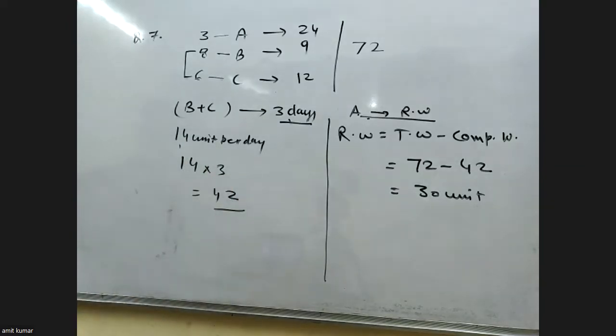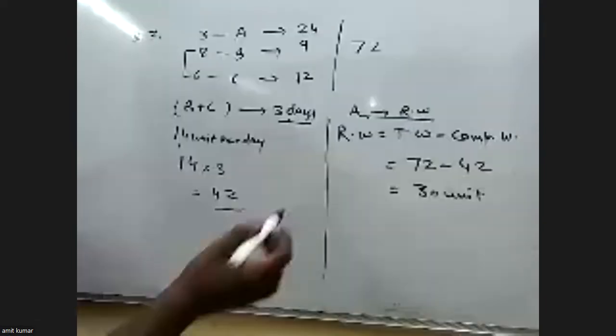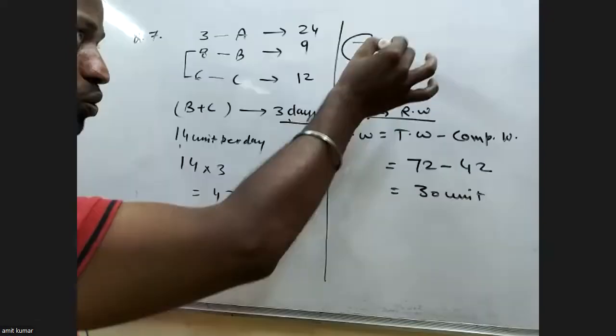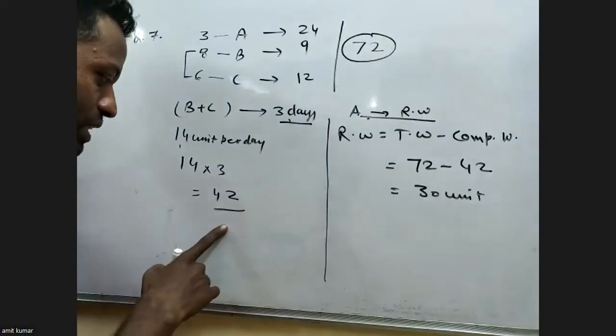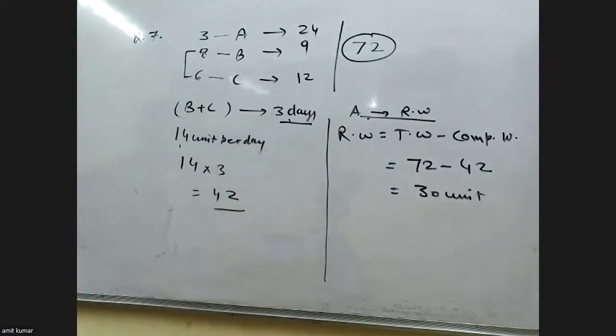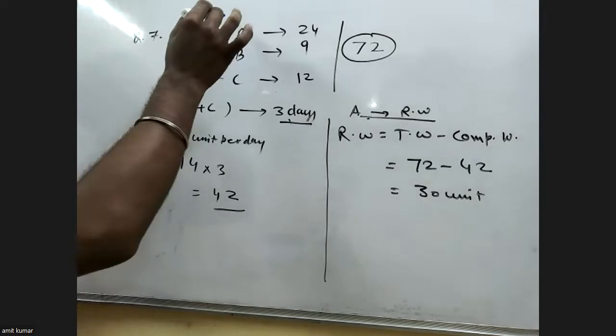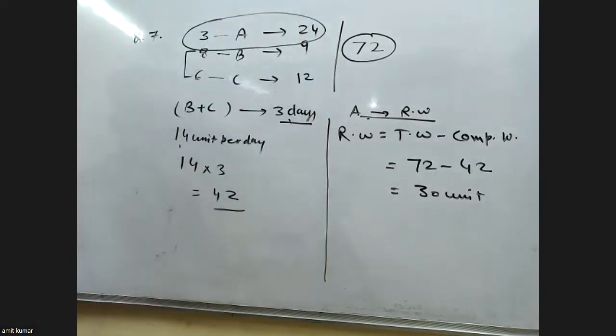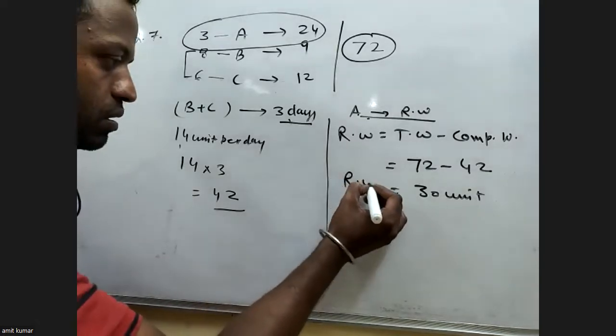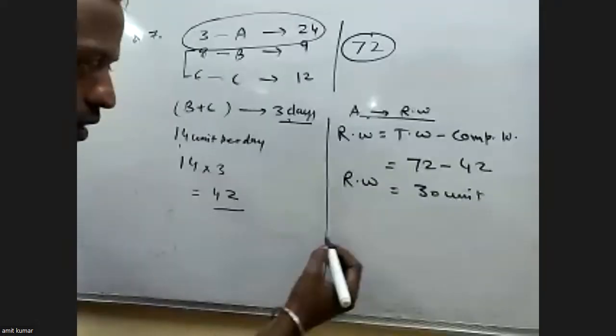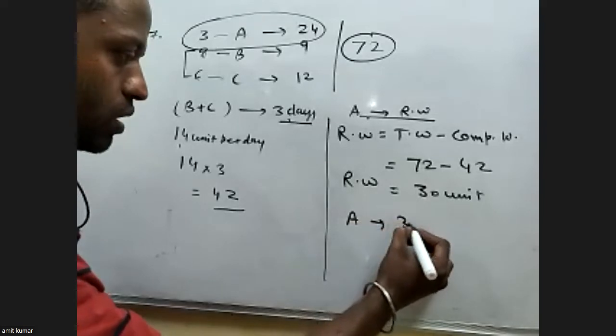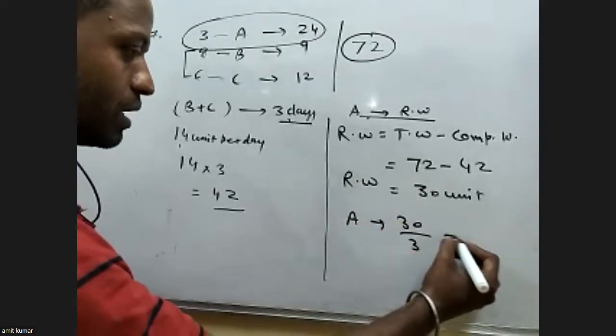Yes sir. Now we know how much the total work was: 72. Out of 72, how much was made in 3 days? 42. How much is left? 30 units. Now who will make this? A. Because B and C are forced to leave. How much is the remaining work? That is 30 units. That will be done by A. So A can make 30 units in 10 days.